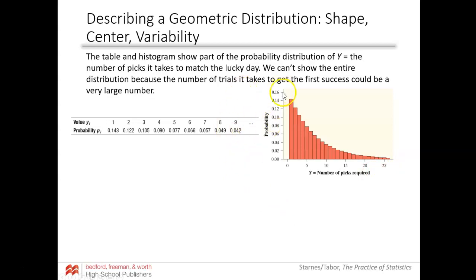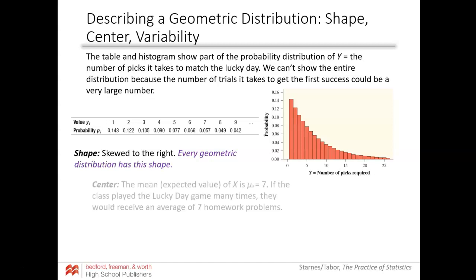Okay. Anywho, you notice what happens in this distribution is most definitely right skewed, and that is going to be true for all of your geometric distributions. They're all going to kind of tail off like that. So geez, I keep jumping the gun. Every geometric distribution has this shape.